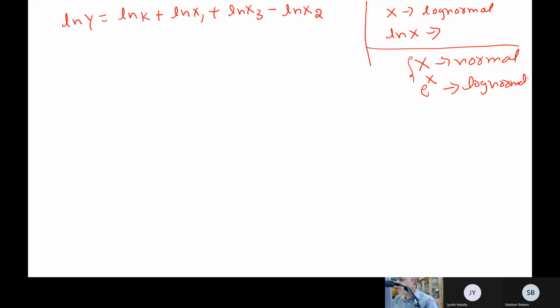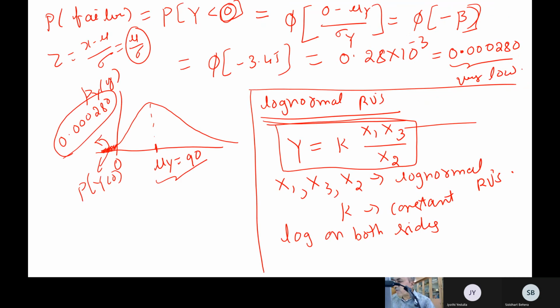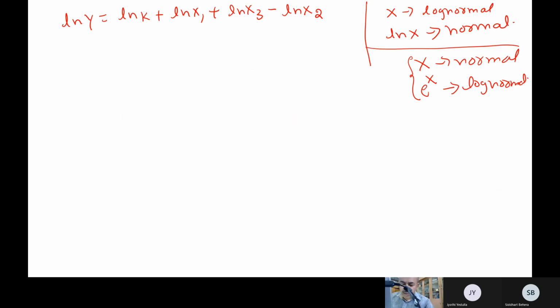You just use the same expression. You followed, right? If x is normal, then for e to the power of x, the two automatically cancel, so this turns out to be a normal random variable. So generally, when you have these types of transformations, say y is equal to k x1 x3 by x2, and these are all log normals, then you can transform and use the normal distribution itself.